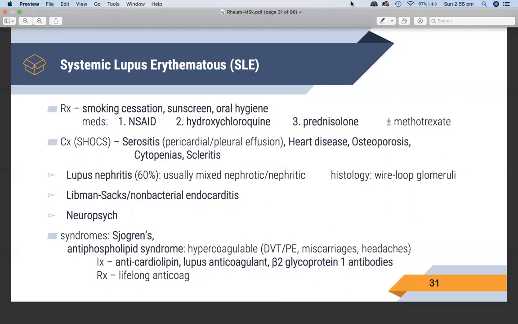You can also get endocarditis, which, as you know, is usually infective. But because lupus is really weird, you can get purely autoimmune endocarditis, which is Libman-Sacks. And you can also get neuropsychiatric complications if it's really, really bad.